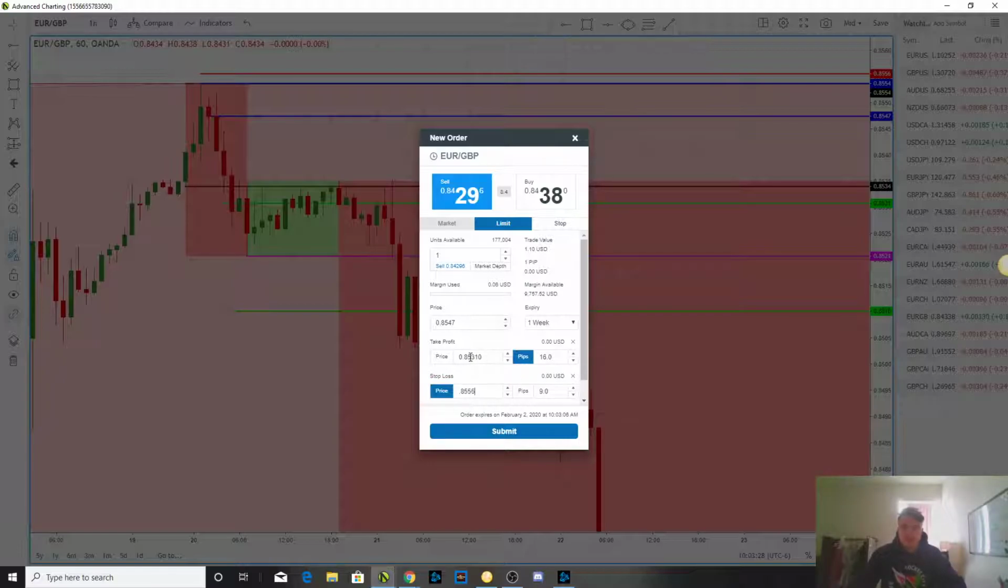I have to be able to make it fit. And 7.5 is as low as I'll go. If it's anything less than that, I'm like, nah, I just can't, because the spread will take you out right away.